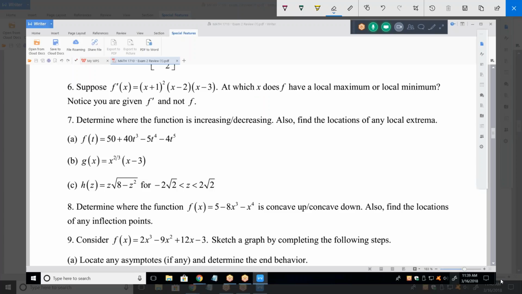Okay, so what's our first step? Is it just set it equal to 0? Yeah, because our locals have to occur at one of the places where the first derivative is 0. The whole thing about a local maximum or minimum is it has a 0 slope tangent line at its peak or bottom.